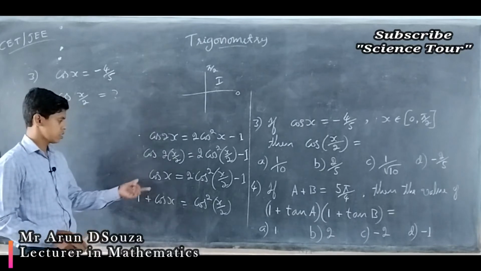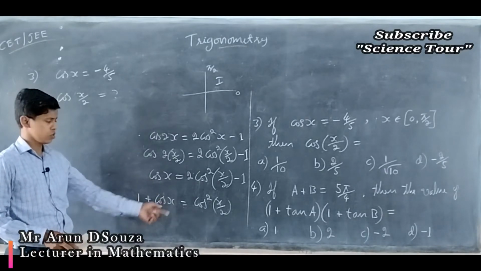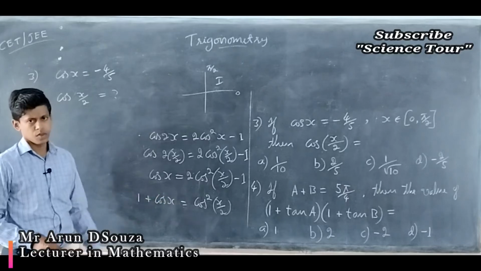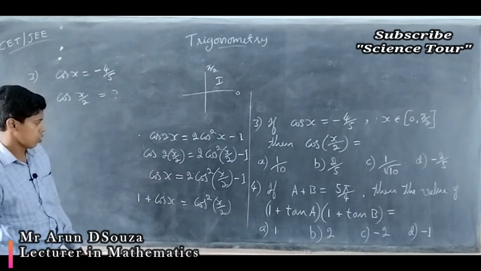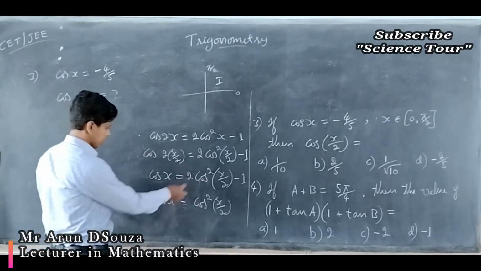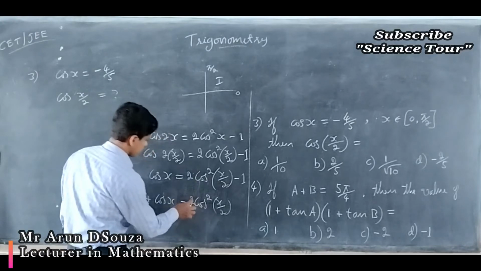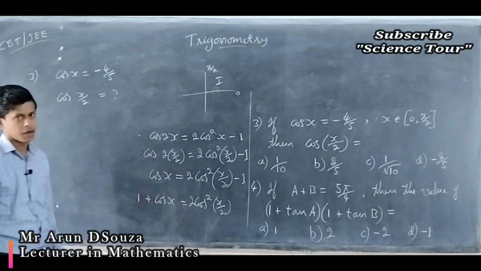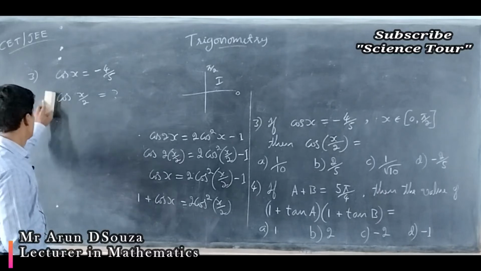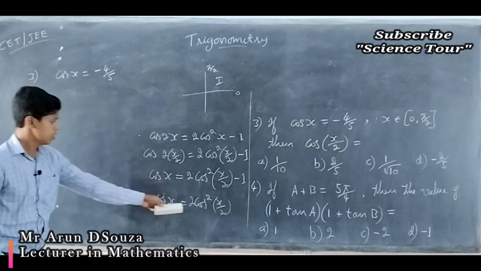Okay, you can write the next step also. Cos x by 2 is square root of 1 plus cos x, and I have forgotten this 2. Okay, so that 2 can be brought here, it will be divided by 2. Well, now I'll use this formula.